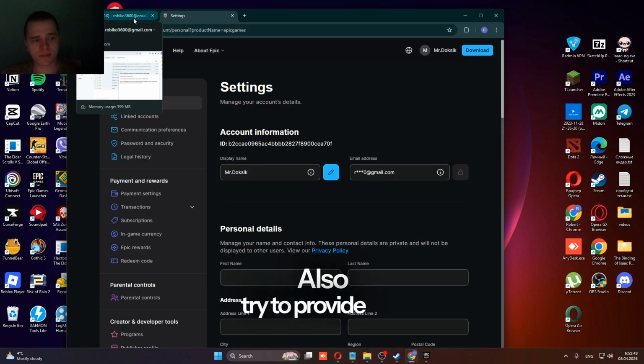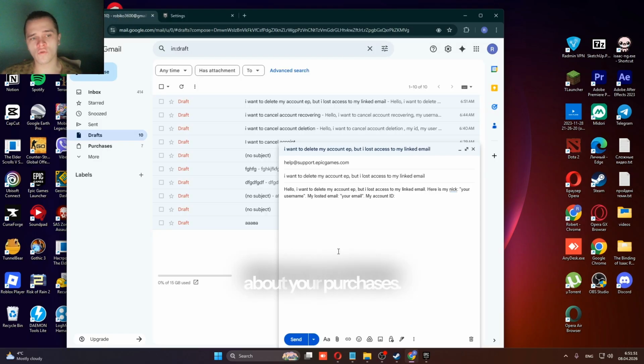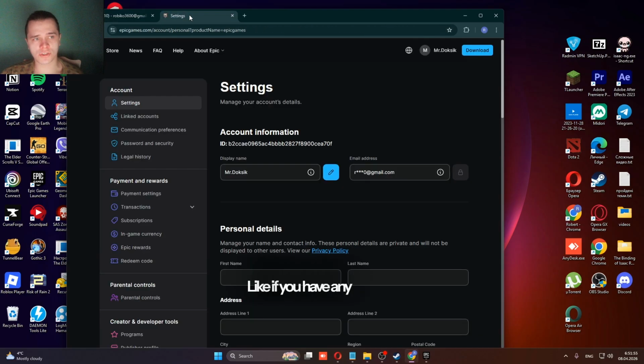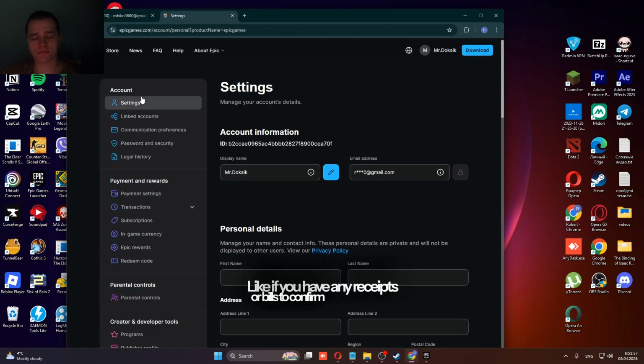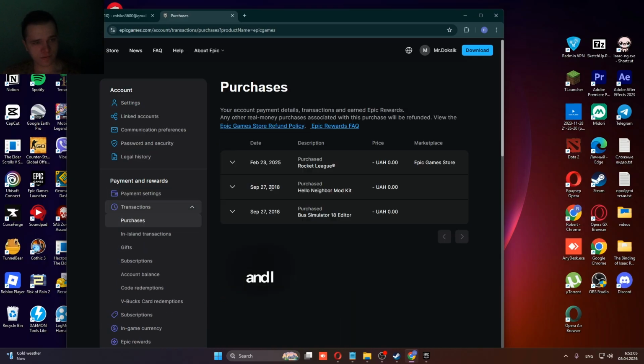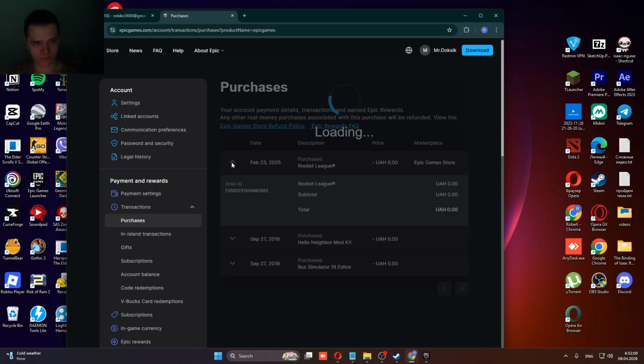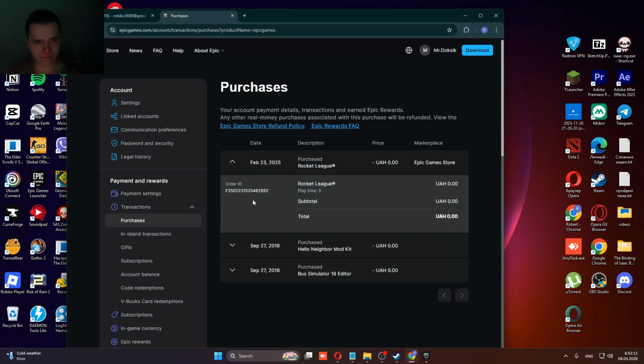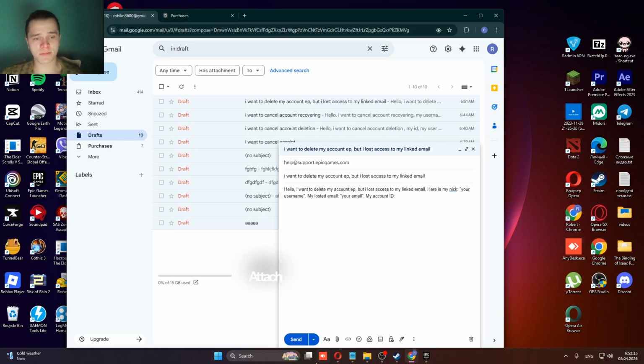Also, try to provide info about your purchases. This is really important. Like if you have any receipts or bills to confirm your ownership of this account. Here I have payments transactions and I can see what I bought on the account. Maybe you got receipts in your email. Attach them here and hit send.